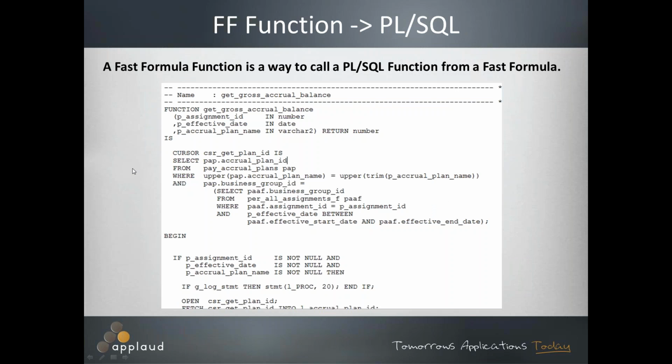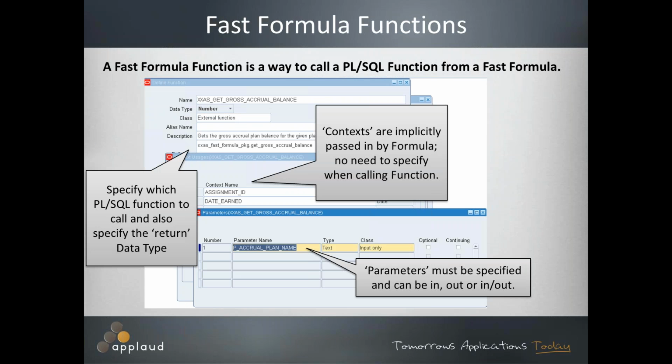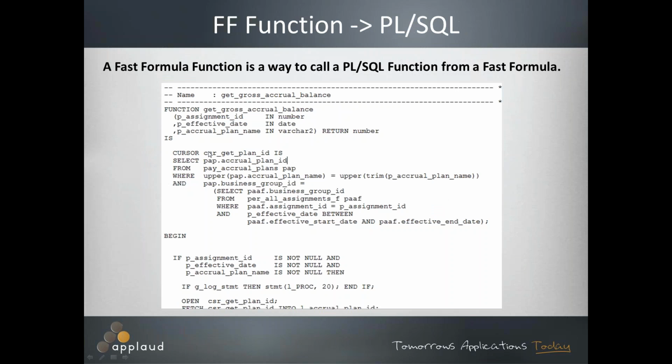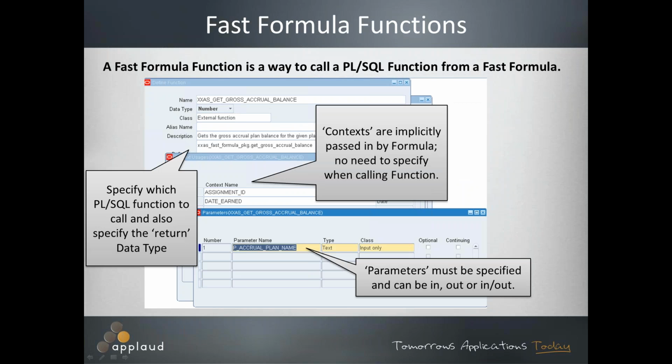Custom tables, fine. All you've got to do is write a PL/SQL function. Here's an example of a PL/SQL function that is being called by our fast formula function. In the previous example, we had a fast formula function called getAccrualBalance. We saw that it was calling this PL/SQL function on the database. That's an example of what it looks like. It's just a standard function, nothing funny. But you've got the assignment ID and the effective date going in, and then this accrual plan name, which is a parameter that's passed from the function.